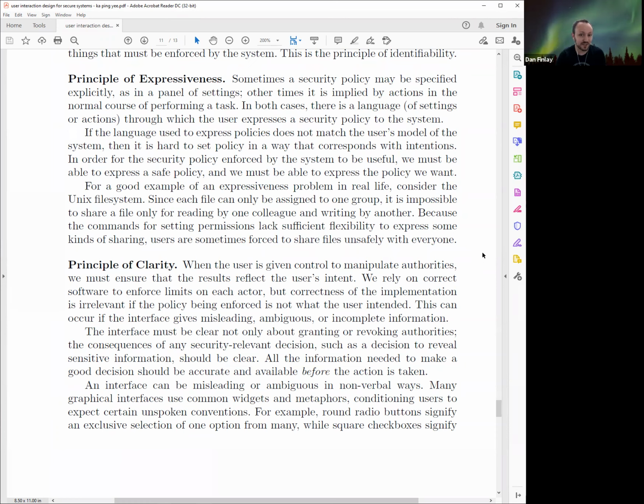For a good example of an expressiveness problem in real life, consider the Unix file system. Since each file can only be assigned to one group, it's impossible to share a file only for reading by one colleague and writing by another. Because the commands for setting permissions lack sufficient flexibility to express some kinds of sharing, users are sometimes forced to share files unsafely with everyone.